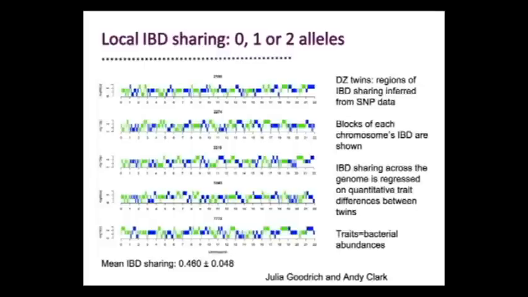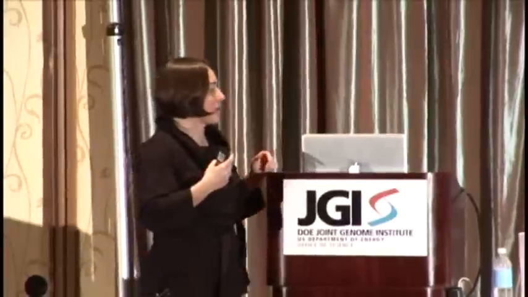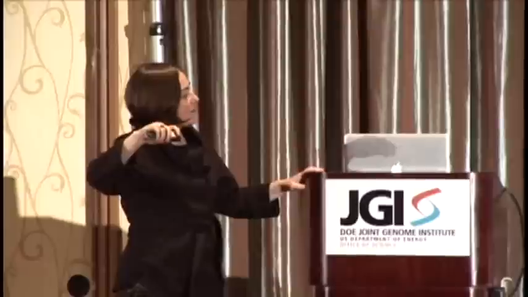So what we're doing is these regressions where we take the IBD sharing and we use those in regressions against the quantitative data that we get from the microbiota, so for instance, abundances of particular microbiota. And so we're regressing the IBD sharing against the differences for twin pairs in these quantitative traits that we derive from the microbiota. And what that gives us is a whole bunch of p-values that we can show like this as Manhattan plots.